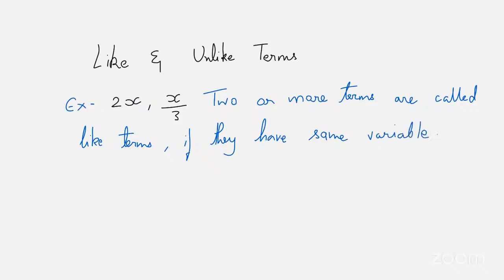Now take a look at another example: 3t, 7z, and a upon 4. You can see that three different alphabets are there. One is T, one is Z, one is A. Yes, Johanna, you have to write this. Okay. So because they're different alphabets, they are unlike terms.